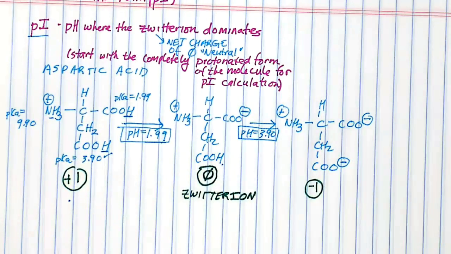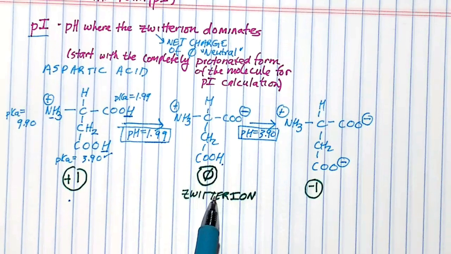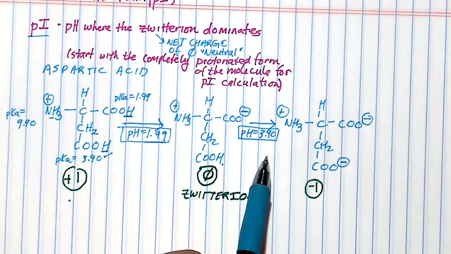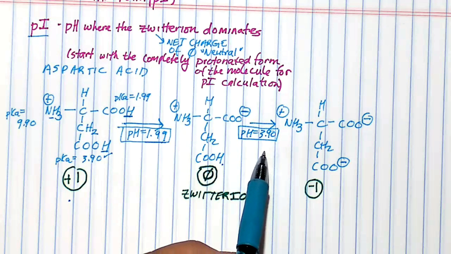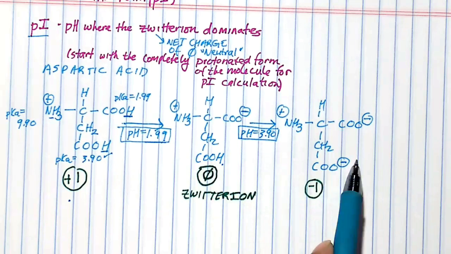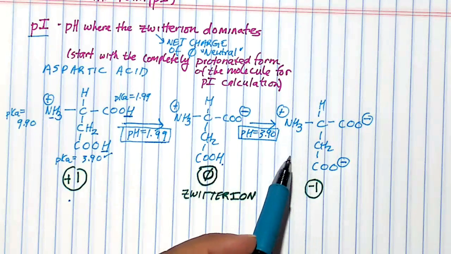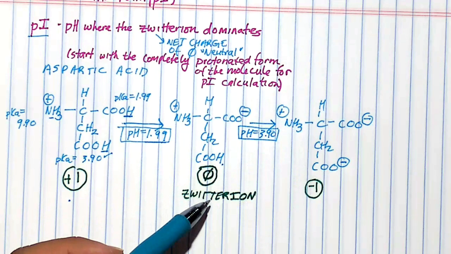So what happens when the pH is exactly at 3.90? When the pH is exactly at 3.90, we'll have 50% of the Zwitter ionic form, and then we'll have 50% of the form that has a net charge of -1. As we move away from 3.90 and increase to 4, 4.1, 4.2, 4.5, 5, what do you expect would happen with the population of these two? We would expect the -1 form of aspartic acid to dominate, and we would expect the zwitterionic form, its population, to diminish.